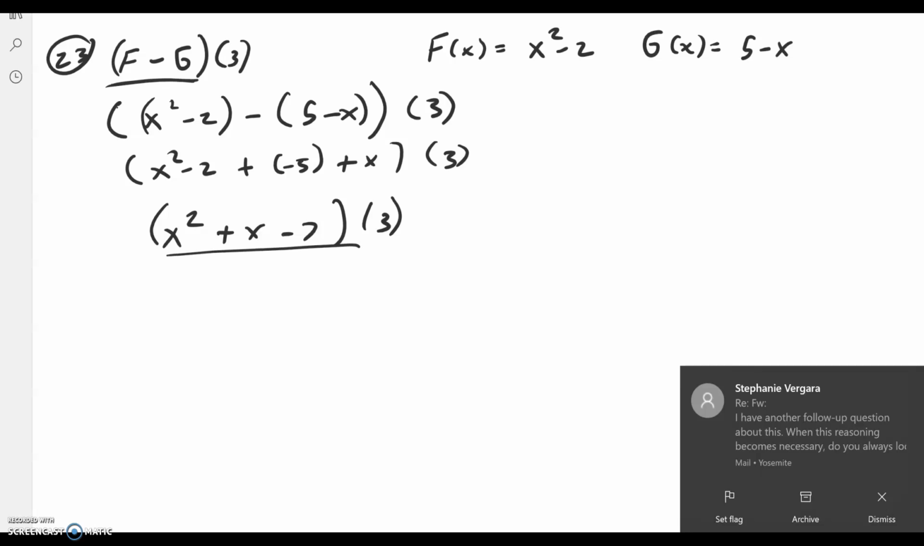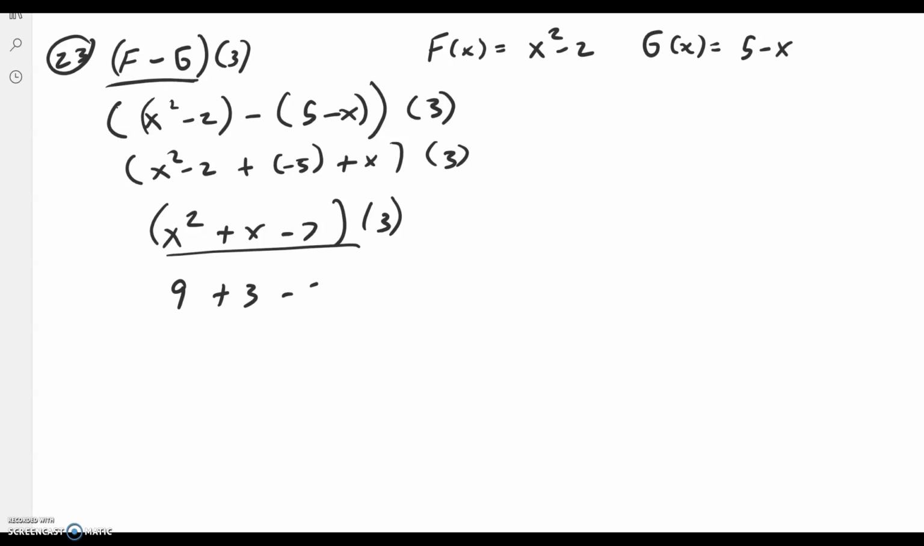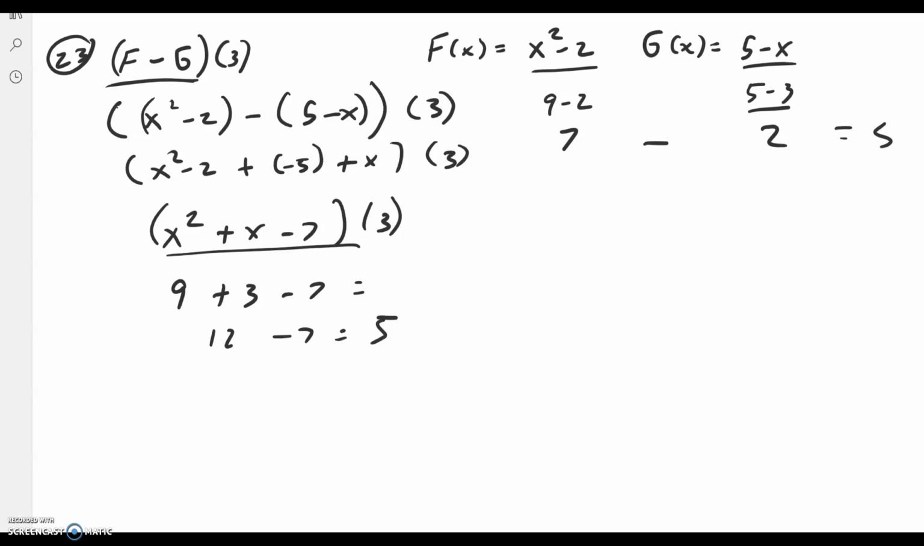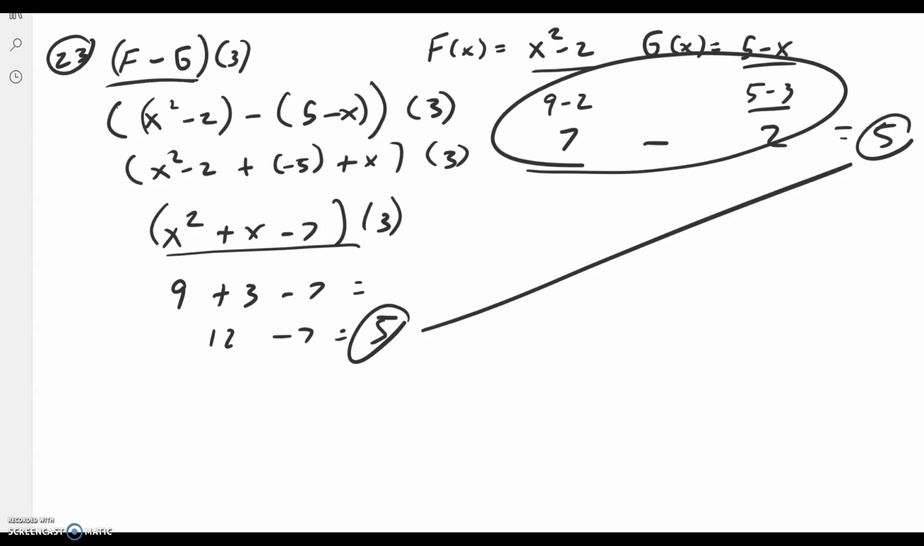So this is now the function we're evaluating at 3. We're going to have 9 plus 3, take away 7. That's 12, take away 7. That's 5. Now we're not asked to do this, but what happens if we put 3 into each of these first and then subtract? Here we would have 9 take away 2 is 7. Here we'd have 5 take away 3 is 2. And 7 take away 2 is 5. And these 5s match. And this seemed a whole lot simpler, so there was more than one way to do this.